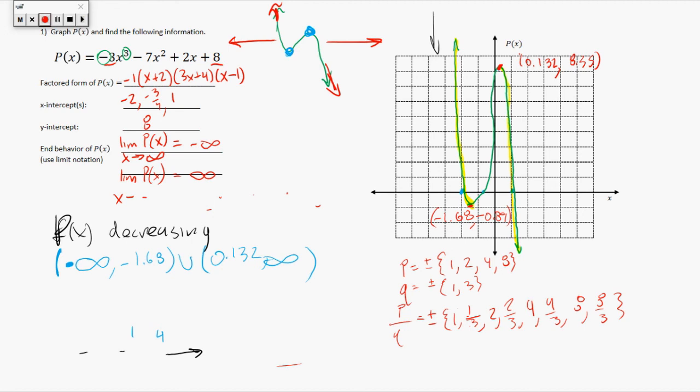All right, so you could also do the same thing for when it's increasing. It's a useful skill to have, to find those turning points on your calculator. Okay.